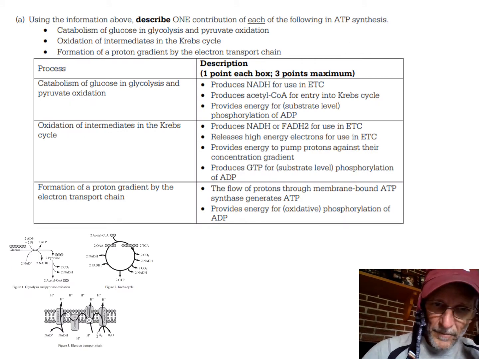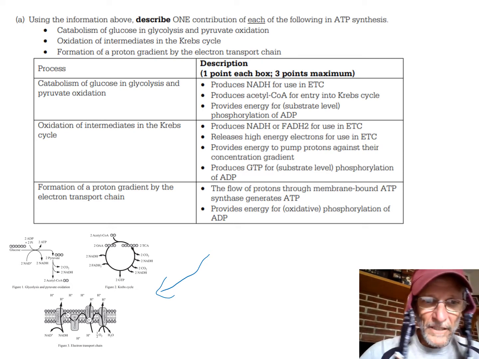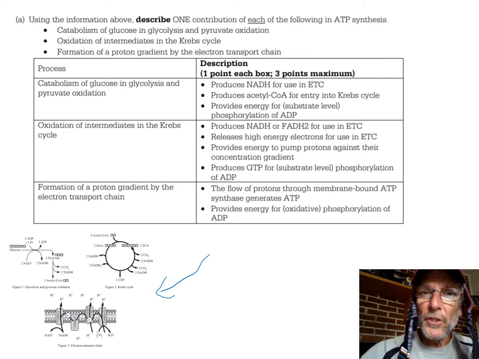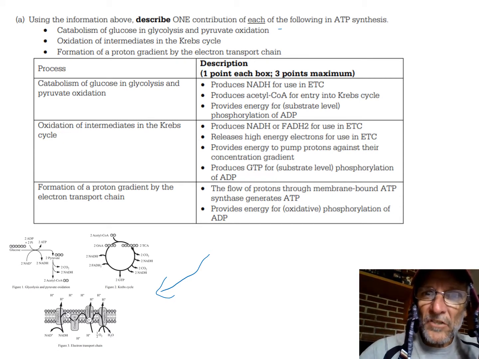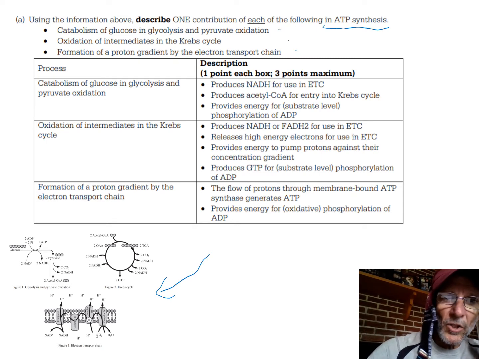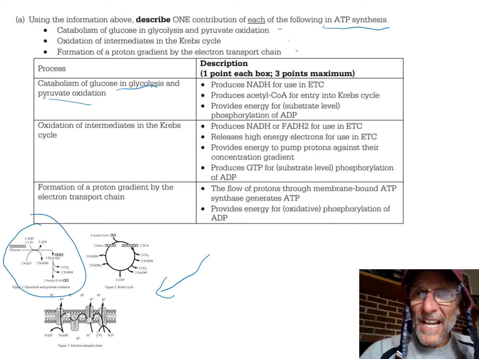Now this one, I had to make this small, sorry. They gave you all the diagrams of glycolysis, Krebs cycle, and the link reaction in the electron transport chain and just asked you some questions about them. So describe the contribution that each, so you need to address all 3 of them, of the following in ATP synthesis specifically. Okay, so how about the glucose and then the link reaction would be pyruvate oxidation? That's this one, right? How about that one?